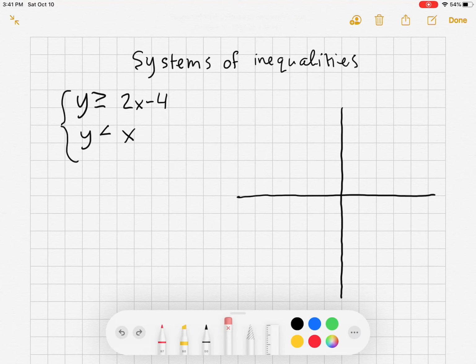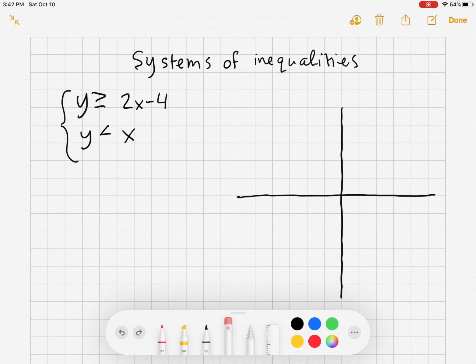So today we're talking about systems of inequalities. Last time we were graphing single inequalities. If you need a refresher on how to do that, go back and watch that video. Today we're talking systems, which is two or more inequalities that are related to each other.